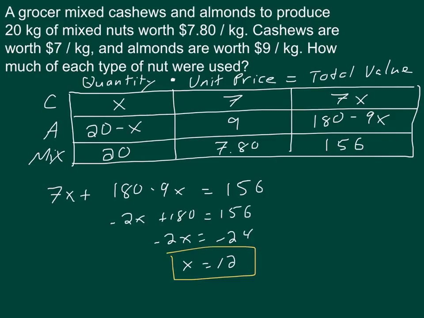So this tells us that we're going to be using 12 kilograms of cashews, which is X, and the remaining 8 kilograms is going to be almonds. If we do that out to check it, we see that's $84 of total value for the cashews, and multiplying the 9 times the 8 kilograms gives us $72 of total value for the almonds, and that would be a sum total of $156. So there we go. All right, on to our last one.